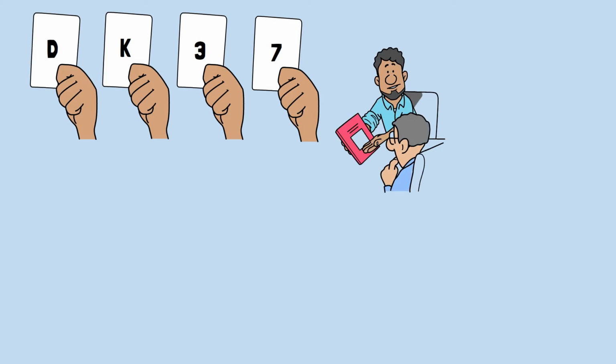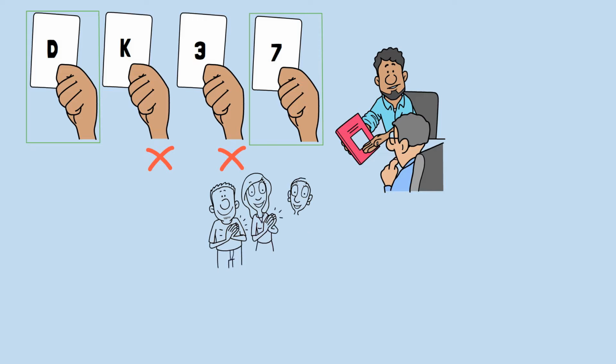The correct answer is, you need to flip the D card and the 7 card. You do not need to flip the K card or the 3 card. If you didn't get this, you're in excellent company.